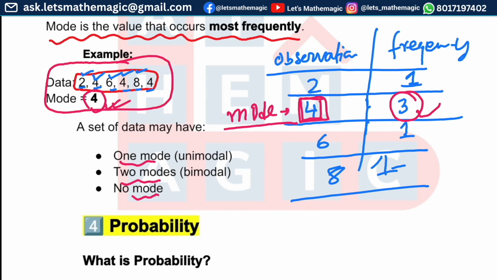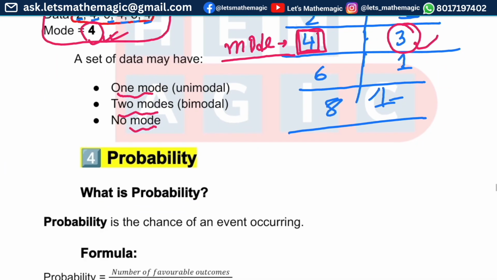Now there can be some particular sums where there are 2 modes, where both of those particular observations are repeating highest. Suppose the highest frequency we find out from the chart is 3. Now there are 2 particular observations which have 3 as frequency. Now we have to declare both of them as mode because both are repeating highest number of times. Alright, I hope the concept is clear.